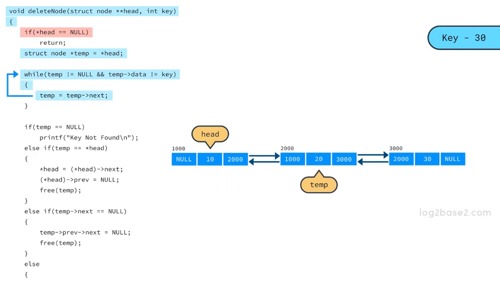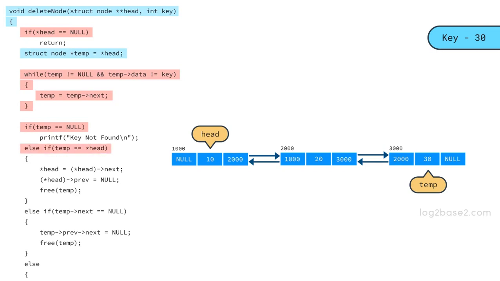In the next iteration, we have temp equal to 2000 and not equal to null, and temp data equal to 20 and not equal to 30. So again the condition is okay, so go inside and move temp to the next node. In the next iteration, we have temp equal to 3000 not equal to null, so that condition is okay. But when we check the next condition, we have temp data equal to 30, which is the key. So the condition fails and control comes out of the while loop. Now check if it is null, but it is not. So now we have temp pointing to the node to be deleted. Next check if it is the head of the list, but it is not.